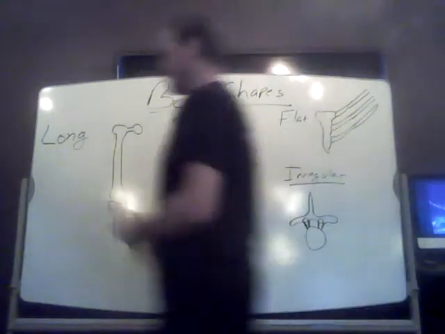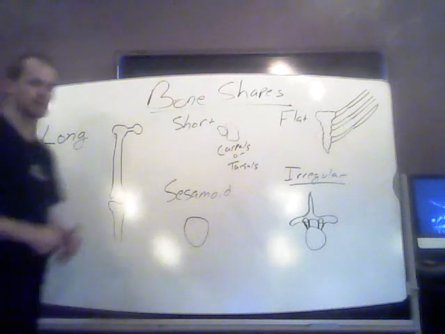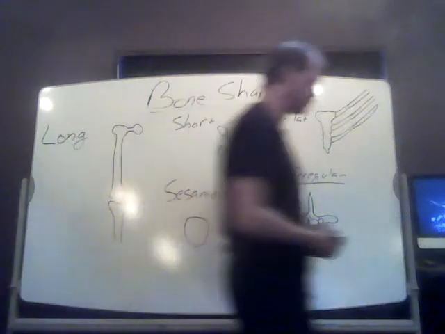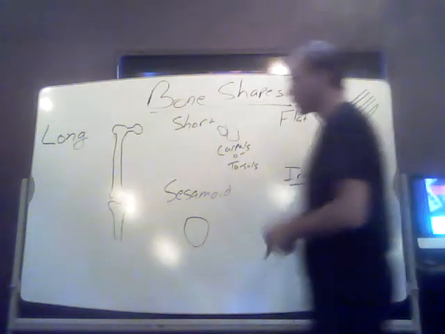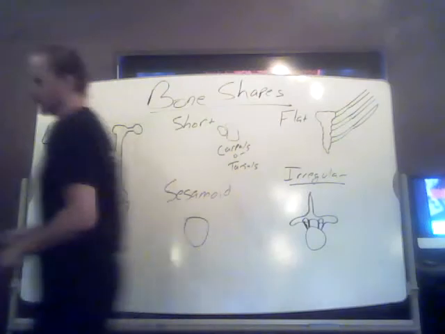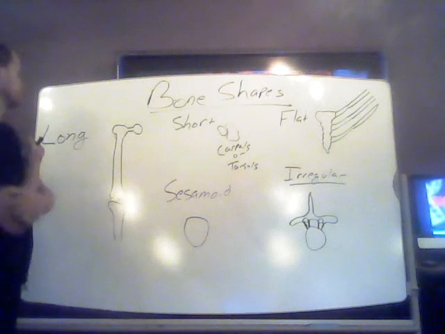So I just want to spend a brief period of time talking about different shapes of bones, because this is important to understand when it comes to identifying bones when you're learning the anatomy, where the bones are located. And this also plays into the characteristics and functions of the individual bones of the body as well.